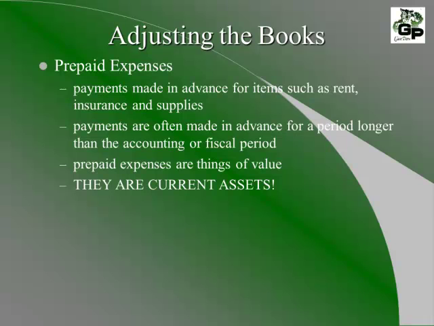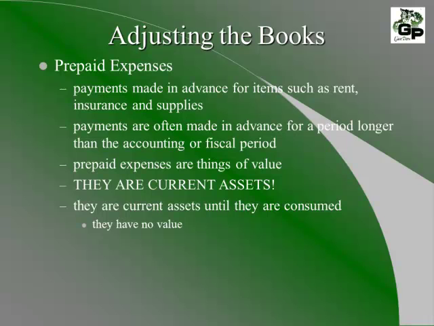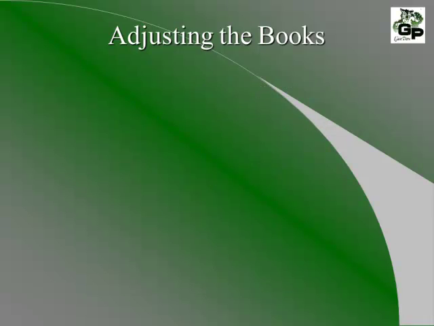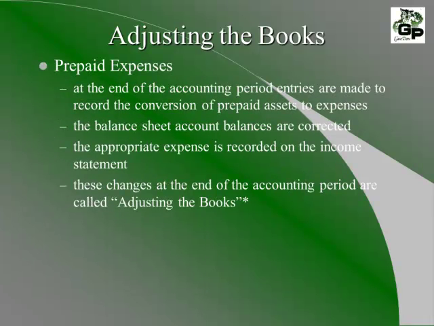This is where we write prepaid expenses. They remain here until they are used up. They have no value at the moment. They become expenses later on. The amount used must be recorded in an appropriate expense account. At the end of the accounting period, entries are made to record the conversion of prepaid assets to expenses. The balance sheet account balances are corrected. The appropriate expense is recorded on the income statement, and these changes at the end of the accounting period are called adjusting the books.